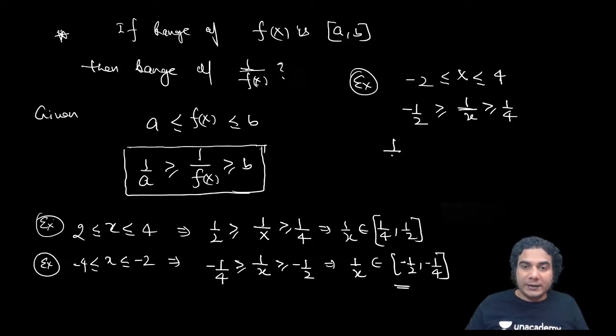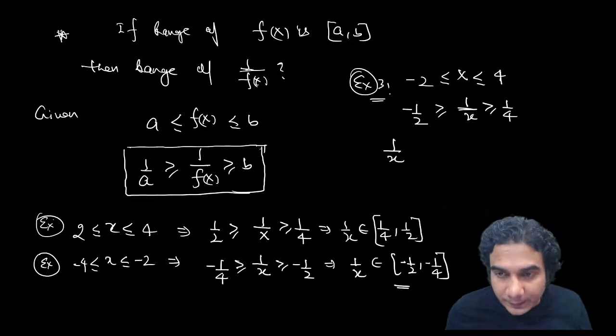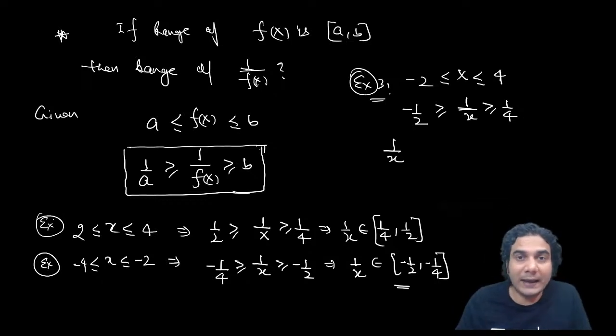Now that is an important point in this third example. Reading this as 1 upon x is greater than 1 by 4 and less than minus 1 by 2 is wrong. It is greater than 1 by 4 or less than minus 1 by 2, because you have two intervals, minus 2 to 0 and 0 to 4. So reciprocals of 0 to 4 will be 1 by 4 to infinity.